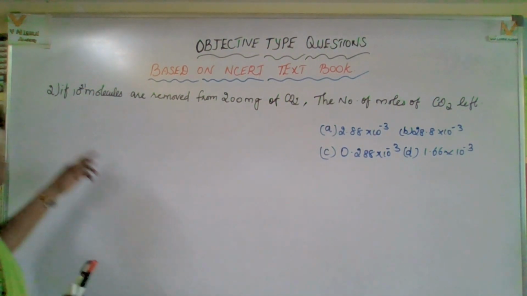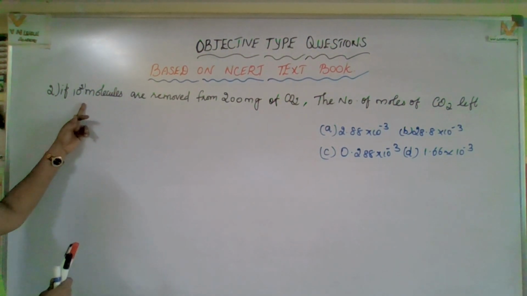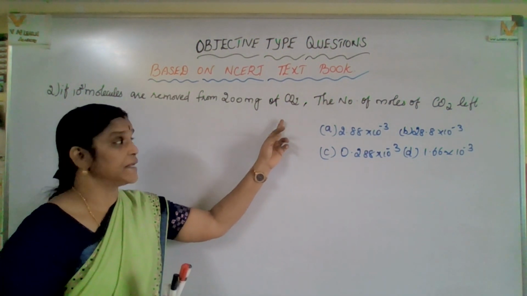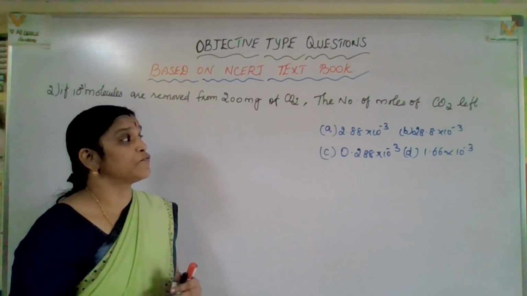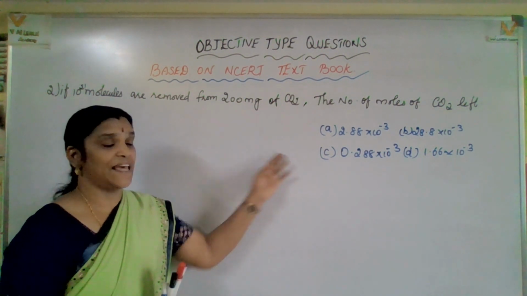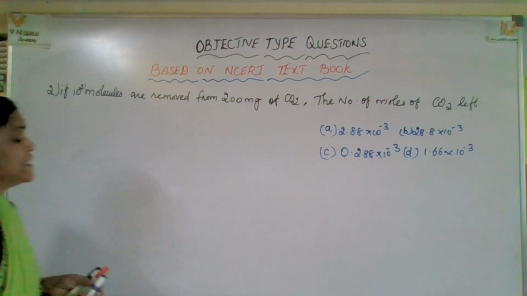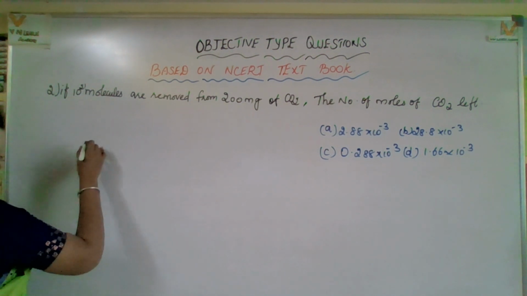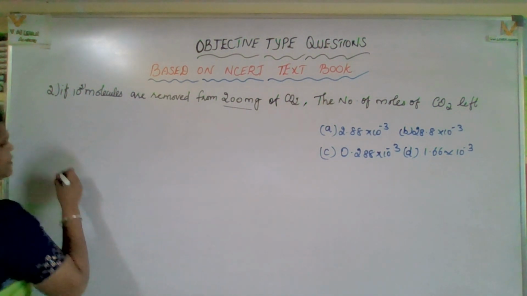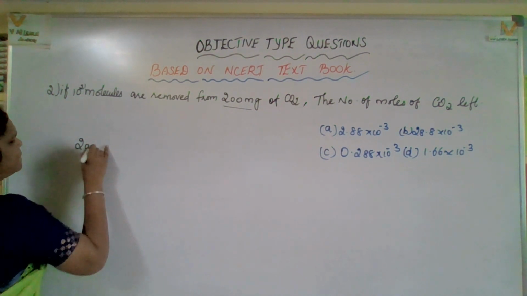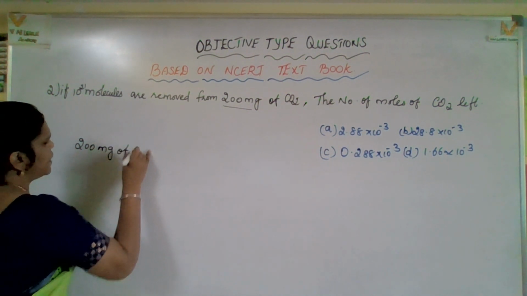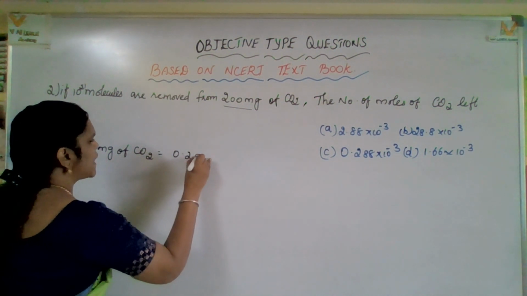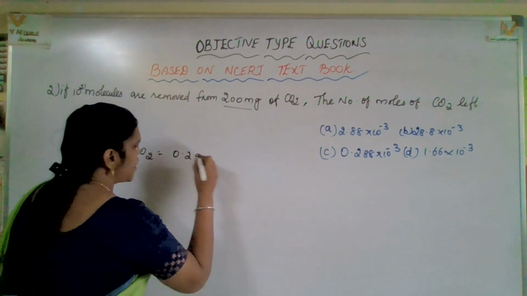Another interesting question. If 10 to the power of 21 molecules have been removed from 200 milligram of carbon dioxide, find the number of moles of carbon dioxide left. They have given the options. Let's check the exact answer and how to calculate it. First, they mentioned 200 milligram, so 200 milligram of carbon dioxide is equal to 0.2 gram.